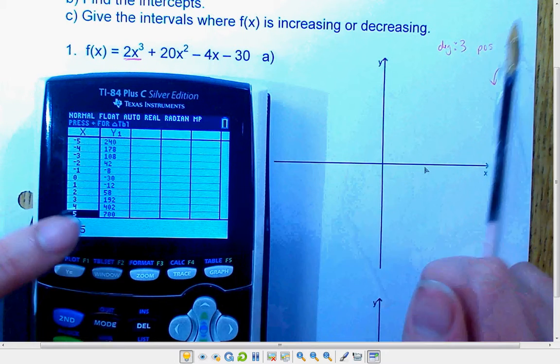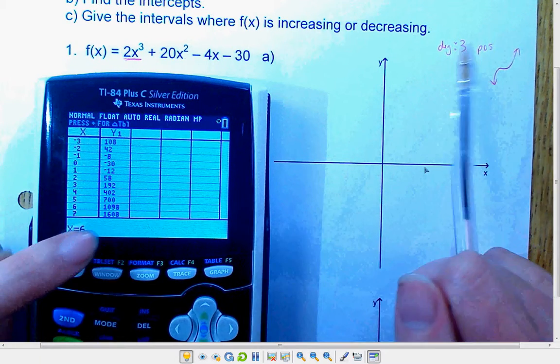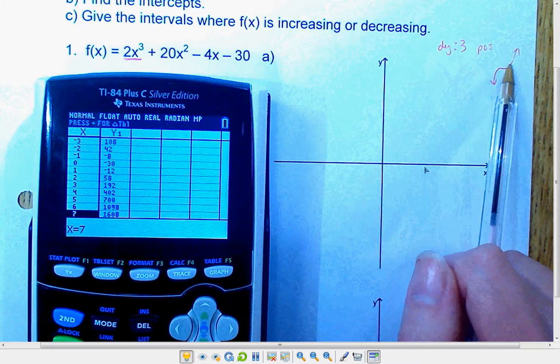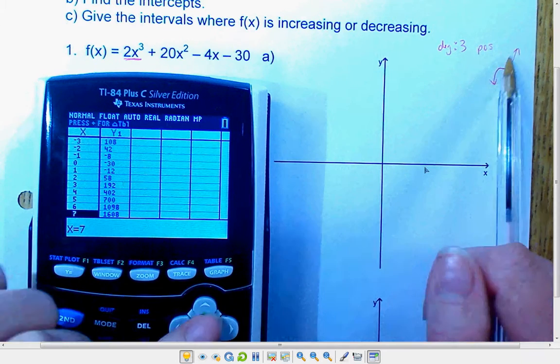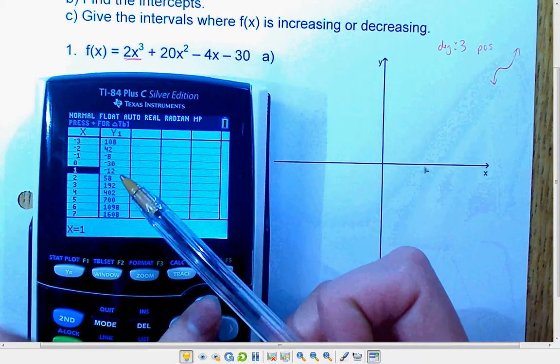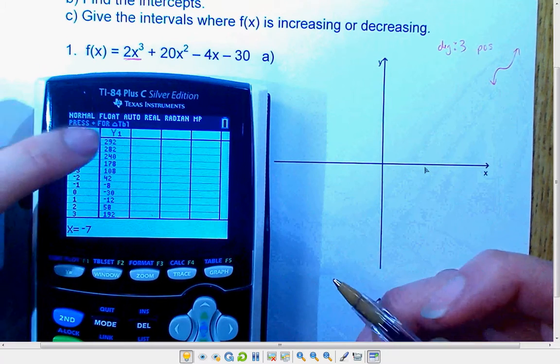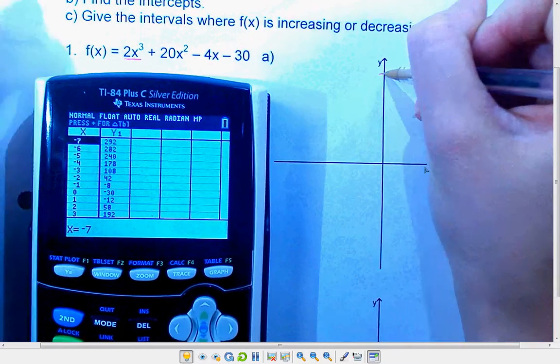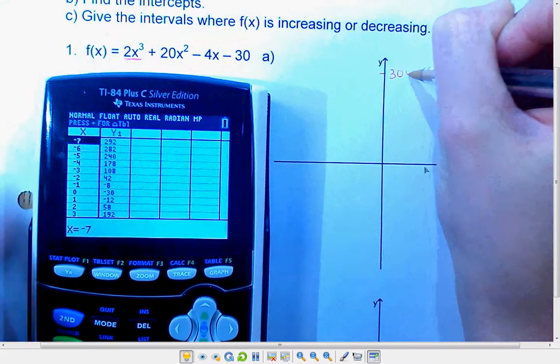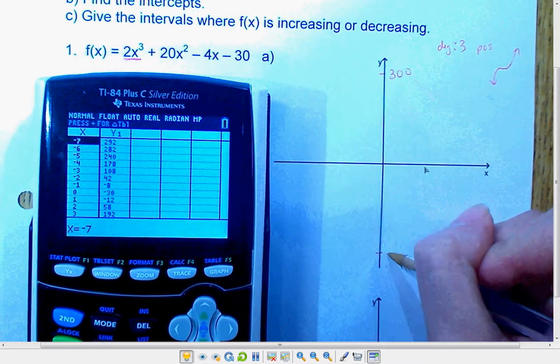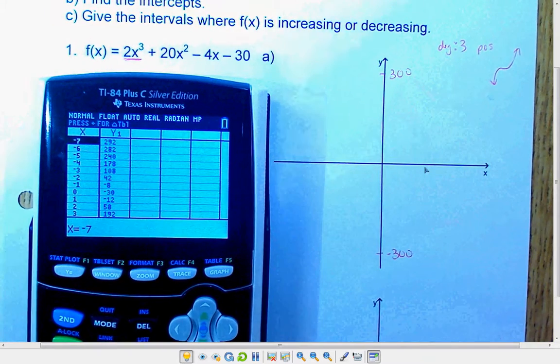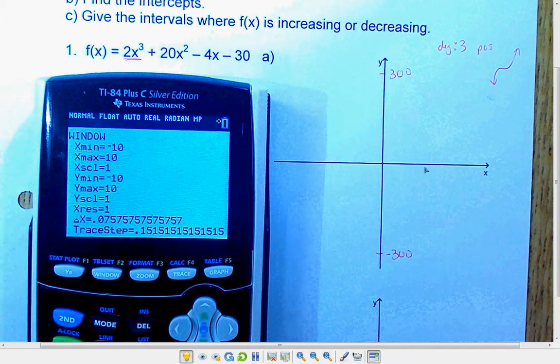If I keep going, it should be going up forever, just like the shape of my graph tells me. So if I wanted to go at least to negative 30 and at least to 292, I'm obviously going to use the bigger number, which is the 292. So I'm going to say it's going to go all the way up to 300. And then I'll just use negative 300 to balance it out on this side. So let's use that to graph our function.